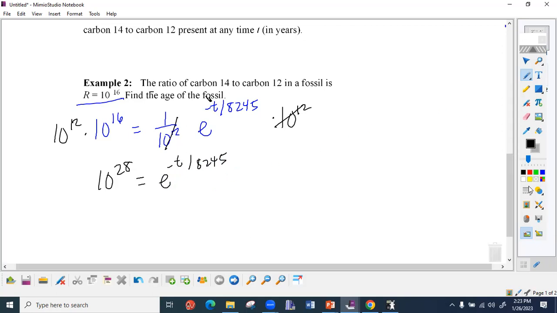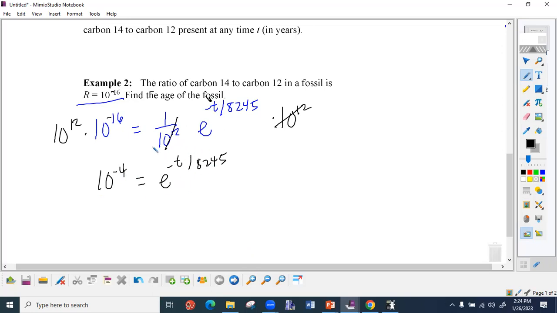Uh-oh. I messed up. You can't see it, and I couldn't see it until now. This is supposed to be 10 to the negative 16. That's what was missing. I was like, what is that space? It's 10 to the negative 16. So 12 minus 16 is negative 4. There we go. A little fix. No biggie. So we have 10 to the negative 4. All right, we're going to keep going.